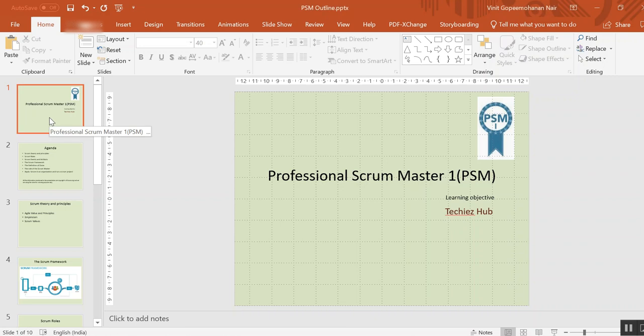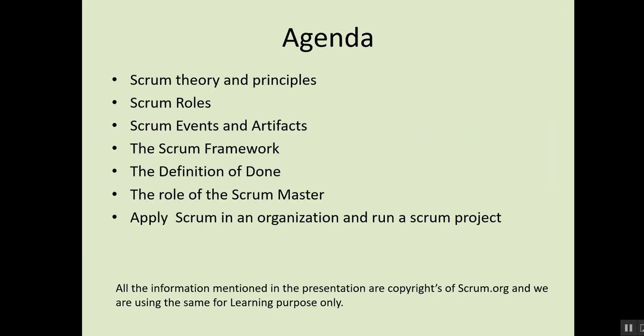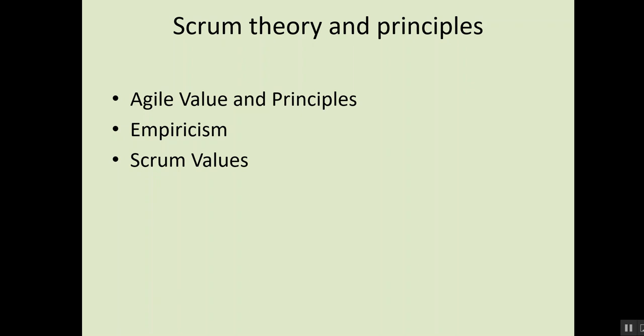So without any ado, let's start with the session. First I will go through the agenda. It's all about the Scrum theory and principles, the Scrum roles, the Scrum events and artifacts, the Scrum framework, the definition of done, the role of the Scrum Master, and how to apply Scrum in an organization and how we can run a Scrum project. Just for info, all this information is collected from scrum.org, and I am only using it for learning purposes. The first topic they cover is the Scrum theory and principles.